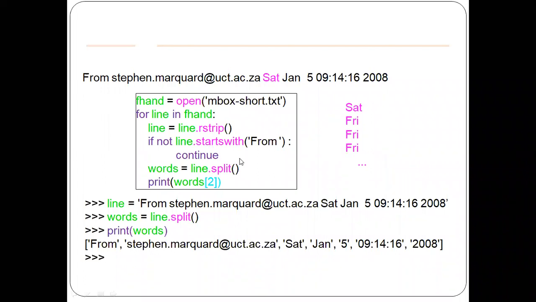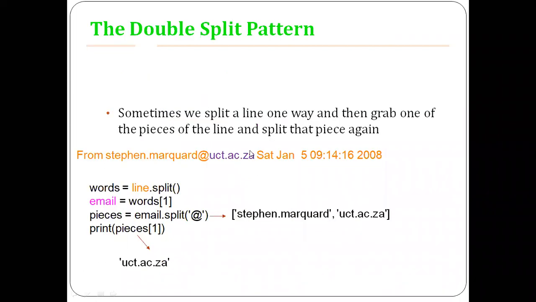So once it happens, you can do anything you want, right? Either you can use the existing string or character, or you can use the built-in functions to perform the operations, right? That is the whole idea of the split function. And here is one more example of how to split at a given location or at a given delimiter, right? Sometimes we split a line one way and then grab one of the pieces of the line and split that piece again, right? So look at this one.